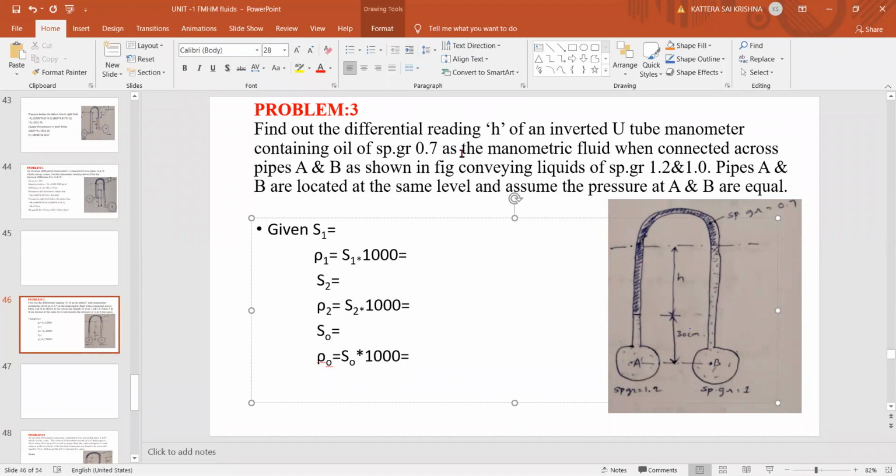Yes, finished copying question and diagram. Yes, students, have you finished the writing of question and diagram? No, sir. No.